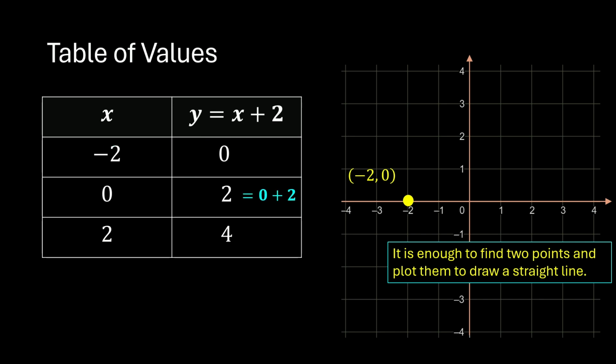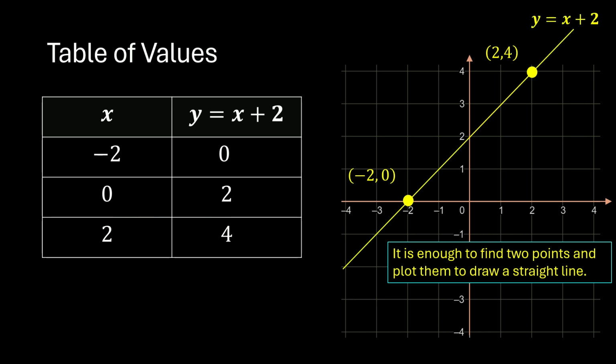And we can also take when x equals 0, y equals 2, or 0 plus 2. Or we can take when x equals 2, y equals x plus 2, which is 2 plus 2, which is 4, and plot that. So on this occasion, we've plotted 2 points, minus 2, 0, and 2, 4. We only need these 2 points to draw our straight line, like so.